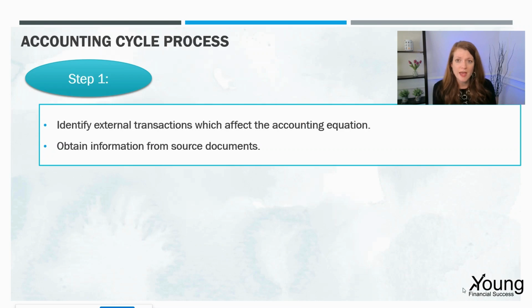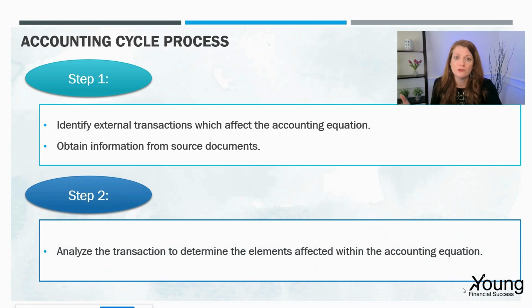So the first step is we are just going to identify any external transactions, anything that has to do with money, and how it affects the accounting equation. We've already done that to some extent. And then we want to obtain all this information from source documents. Source documents could be invoices, receipts, pay stubs, anything like that that helps us to back up what it is that we are reporting. That's why we don't like to use a ton of actual cash. We'd rather use direct deposits or checks because there's not a great accountability there with using cash.